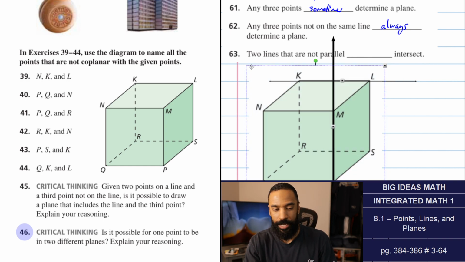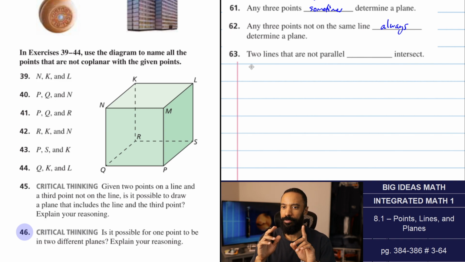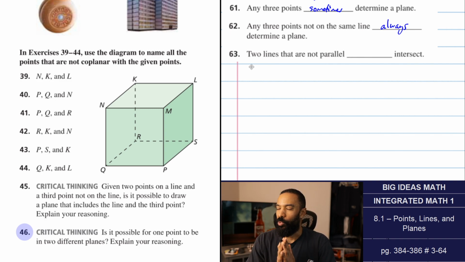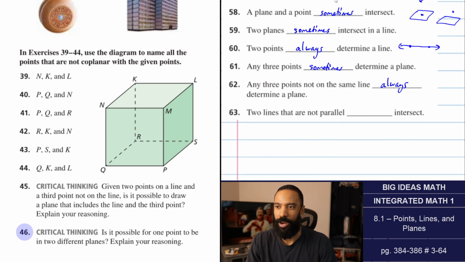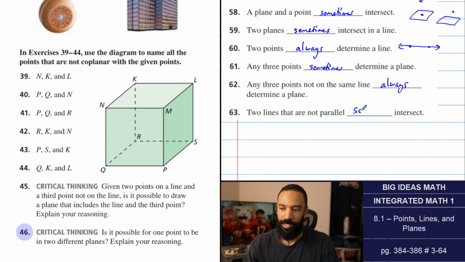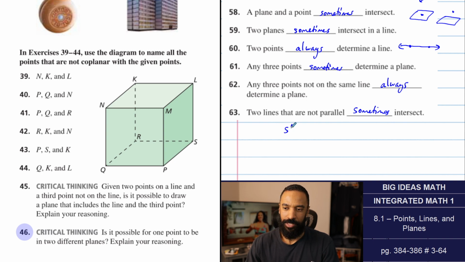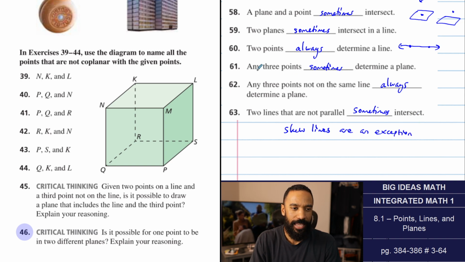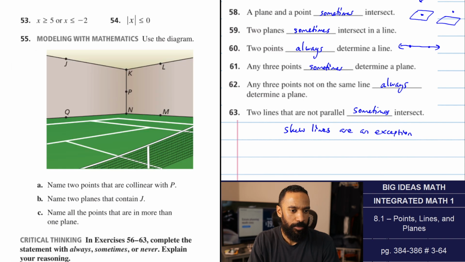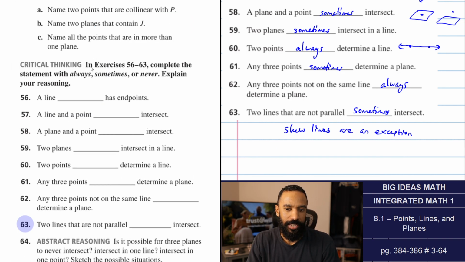Now, they didn't use this word, and I don't believe it was one of the target words. But the word is skew. These lines are skew. So 2 lines that are not parallel will sometimes intersect, but skew lines, S-K-E-W, are an exception. Now, you need to have 3D space for this to happen. But that is what we're doing there. Oh, I'm not even on the right page anymore. But that's the idea. Okay?